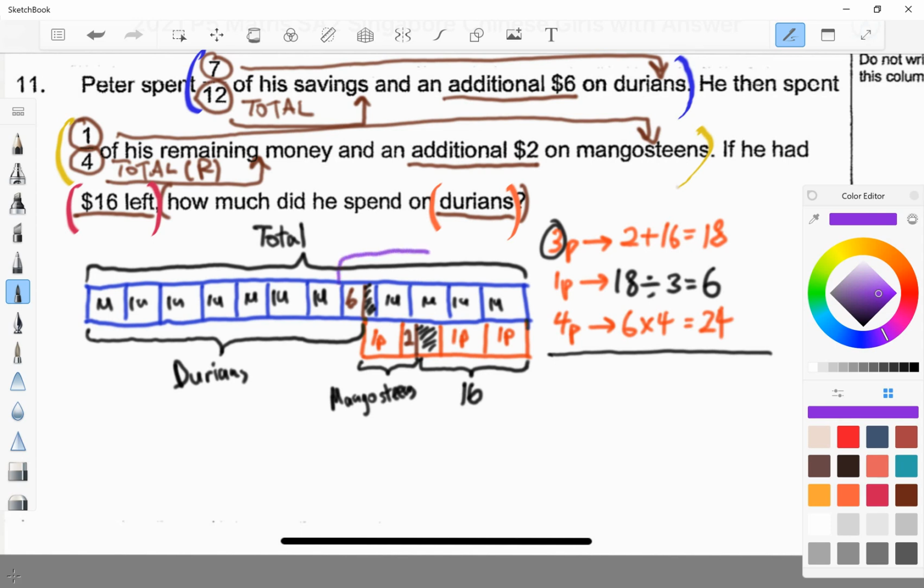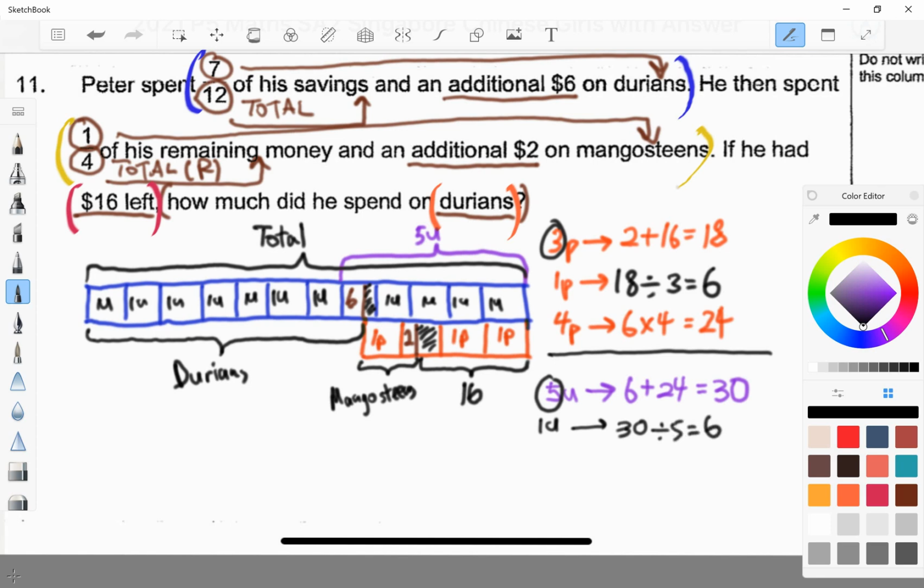We can actually see very clearly from our model that 5 units is actually 6 plus 24, giving us 30. So having found that 5 units is 30, I will be able to find 1 unit, and 1 unit is 30 divided by 5, and that leads us to 6.